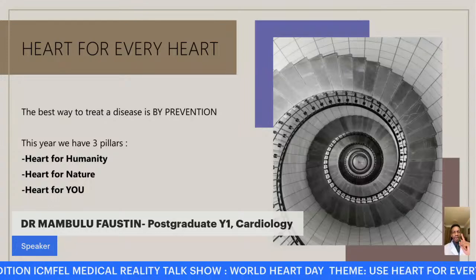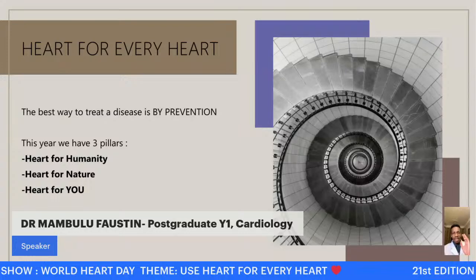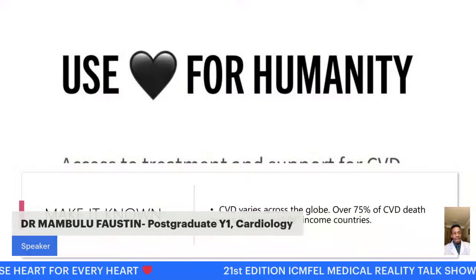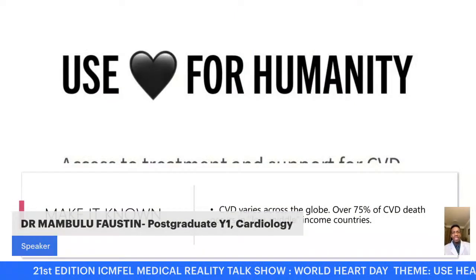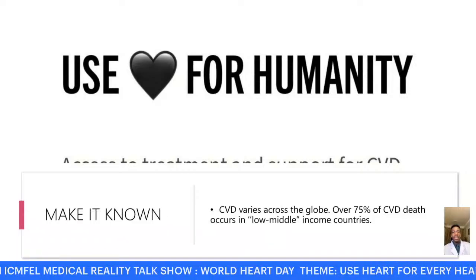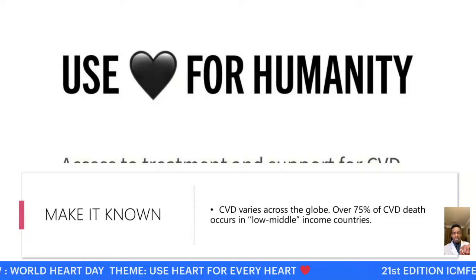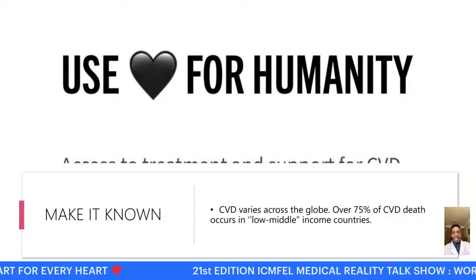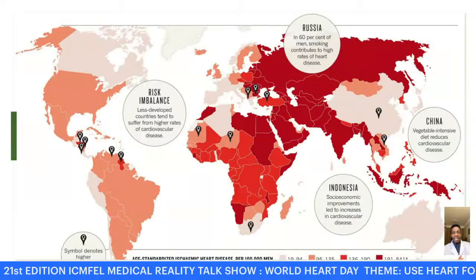The first one is heart for you, two, heart for nature, three, heart for humanity. So what I'm trying to say is, you can see that at least 75% of it die in those, quote unquote, countries here in the map.